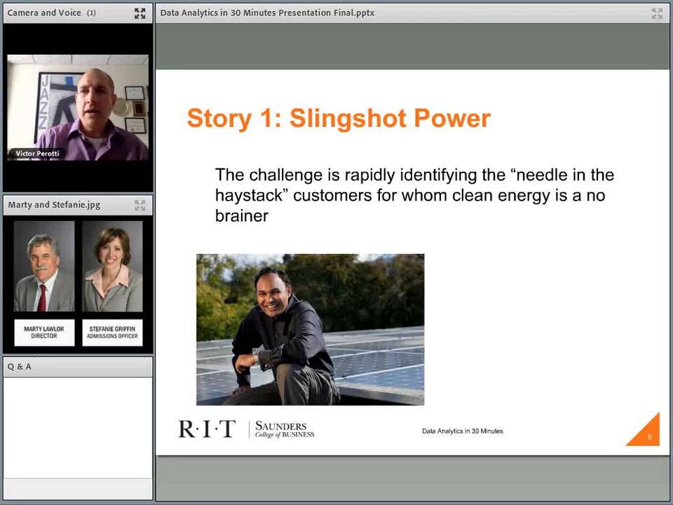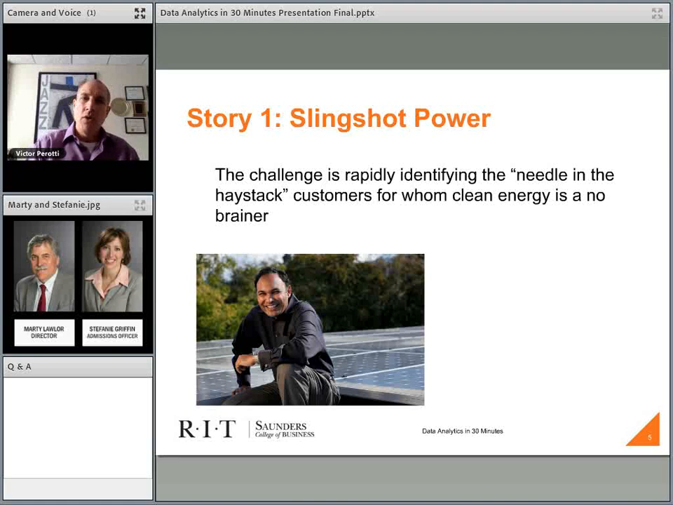I do want to start by giving you a context and telling a couple of stories. The first story is about a company called Slingshot Power. There's the CEO. Slingshot Power sells solar panels. Solar panels turn out to be, certainly if you're Slingshot Power, a really great investment. With contemporary technologies and the rebates from the government, the payback time is very short, and Slingshot Power knows this. But their problem is that customers don't know it, so their challenge is finding and educating customers.